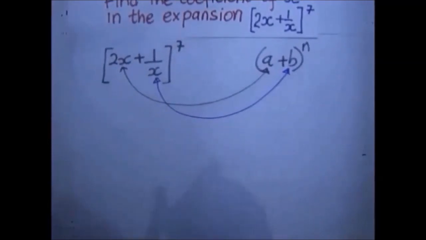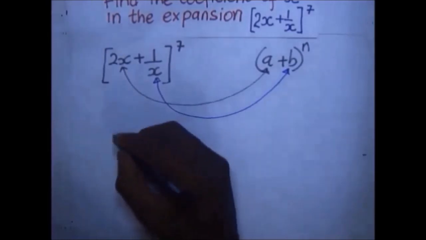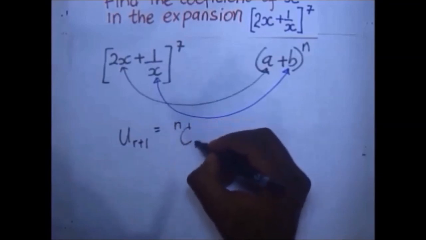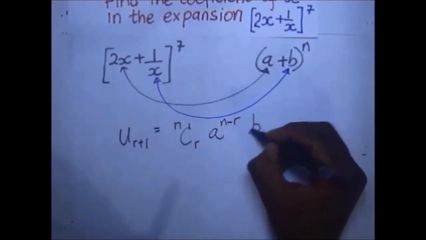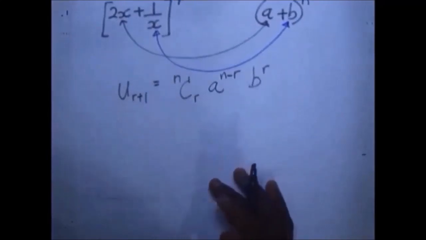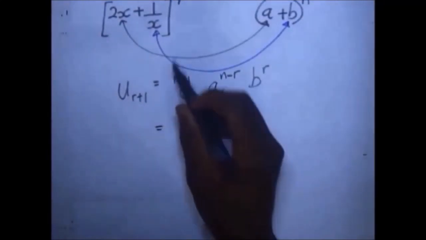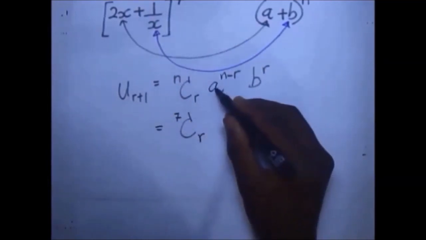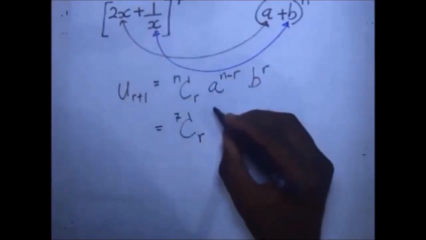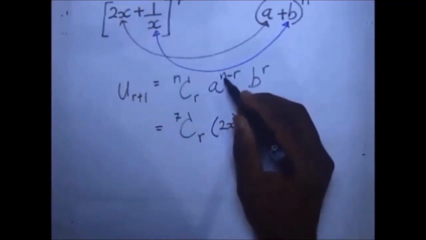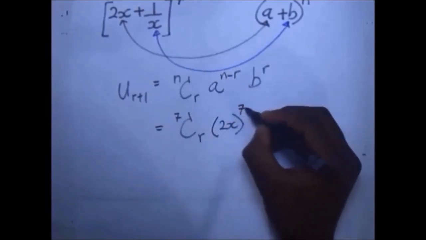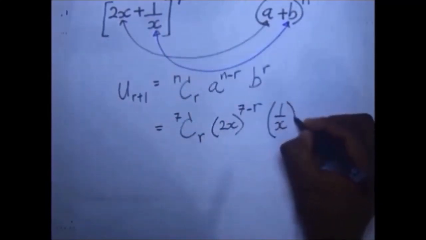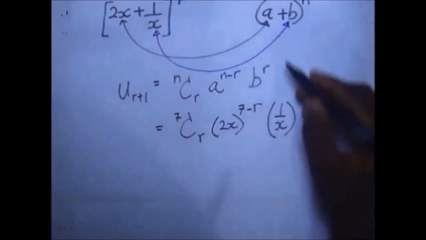So meaning that if we are to substitute it in our general expression, U_(r+1) is equal to n combination r, a to the power n minus r, b to the power r, you will find that our value of n here is 7. So it's going to be 7 combination r, we are looking for that r, times a. Our value of a is 2x, so times 2x to the power n minus r, that is 7 minus r, times b. What is our value of b? 1 over x to the power r.